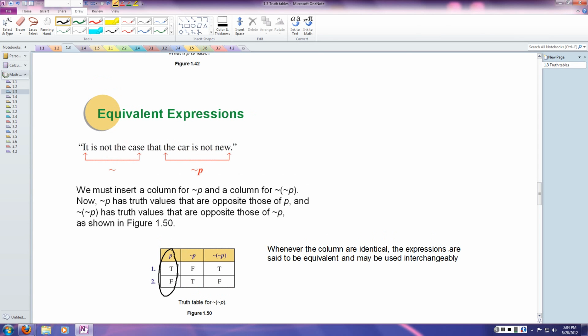You see that this column and this column are exactly the same. And it happens to be whenever columns are identical, the expressions are said to be equivalent. And then they can be used interchangeably. So if you have a truth table, if you know that two columns are the exact same, you can say that the expressions are equivalent. So P is equivalent to not not P. It should make sense.